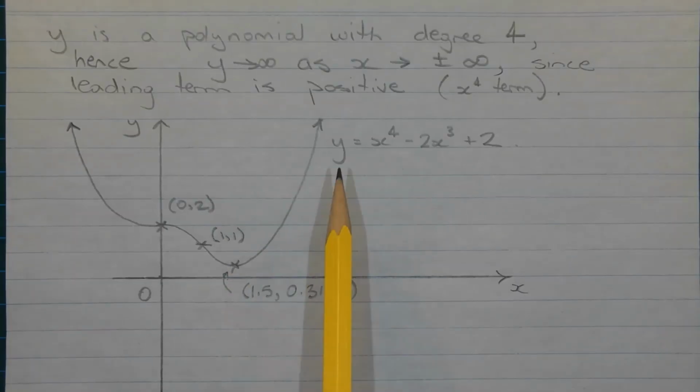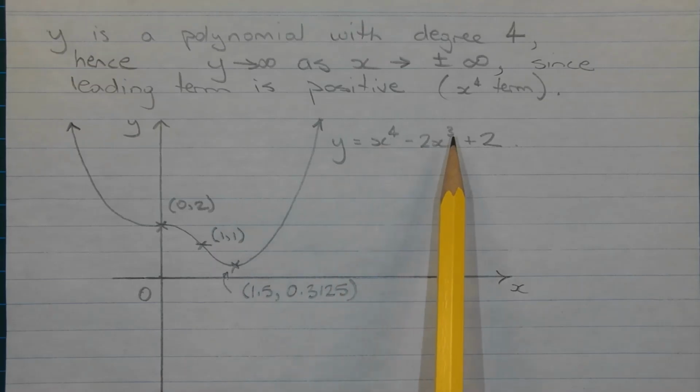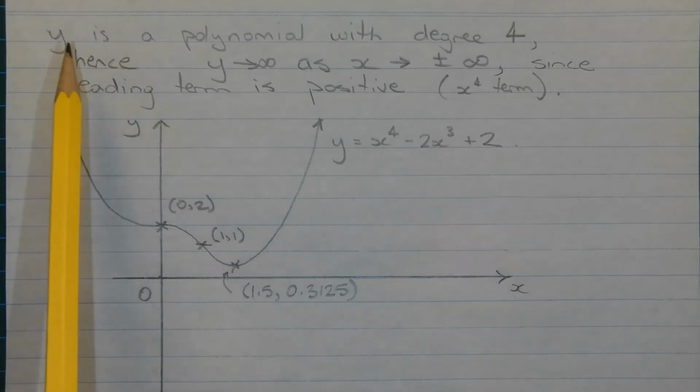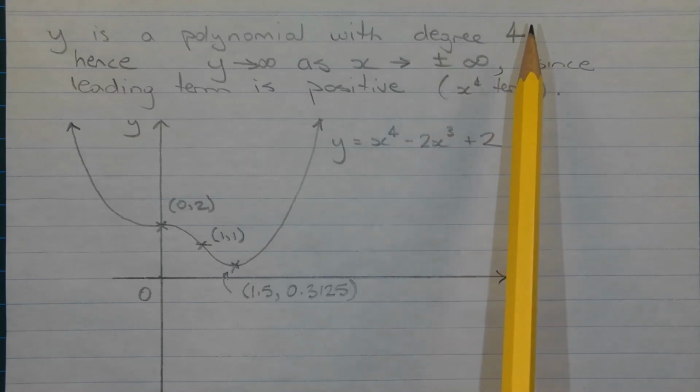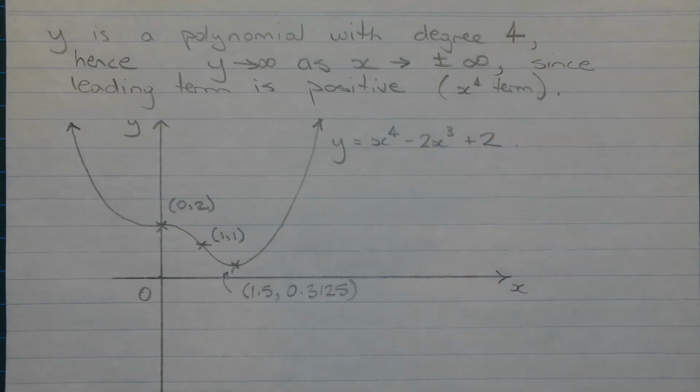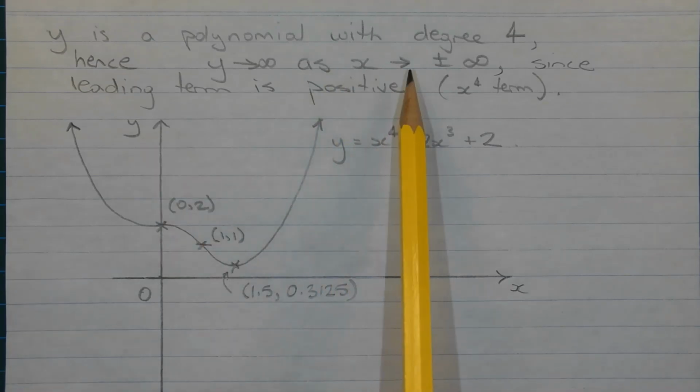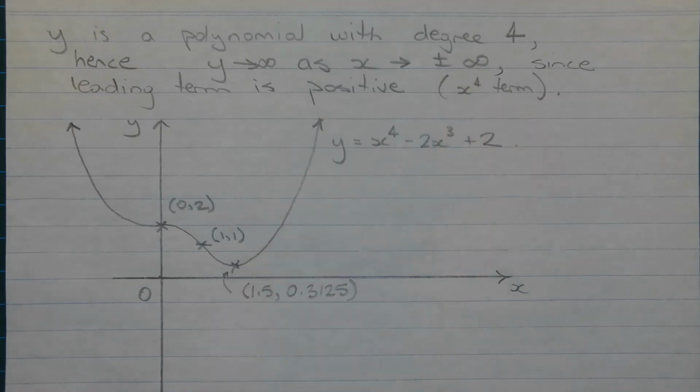Now we need to graph y equals x to the power of 4 minus 2x cubed plus 2. Now y is a polynomial with degree 4, so it's an even degree. Hence, y approaches infinity. In other words, y gets really large in the positive direction as x approaches either plus or minus infinity. So as we move further away from the origin, either to the right-hand side or to the left-hand side, the y values get larger on either side.